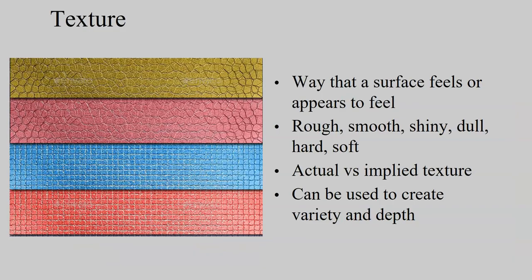Texture is another element, and texture is just the way that something feels, and you can have different ones. They can be rough, smooth, shiny, dull, hard, or soft. You could have actual versus implied texture, meaning that you can actually feel it, or it's implied, like in the picture, it's implied that there's texture there. I can't actually feel it. And then texture can be used to create variety and depth.